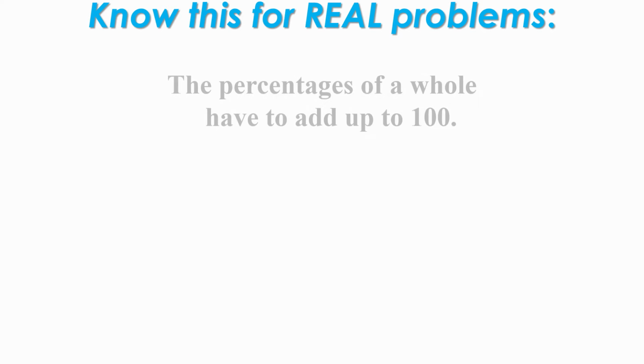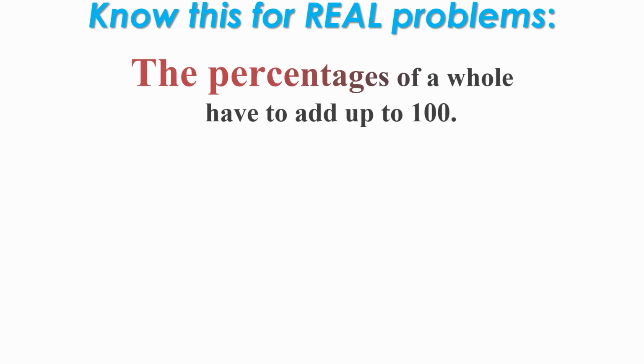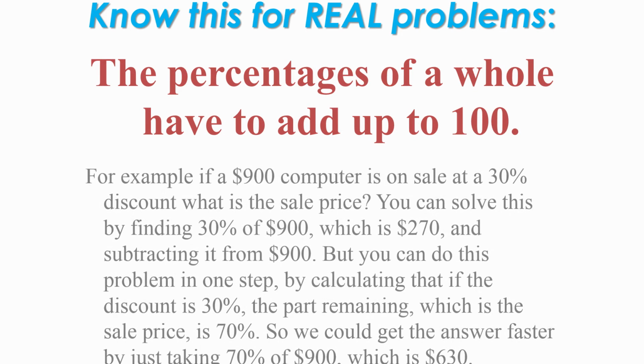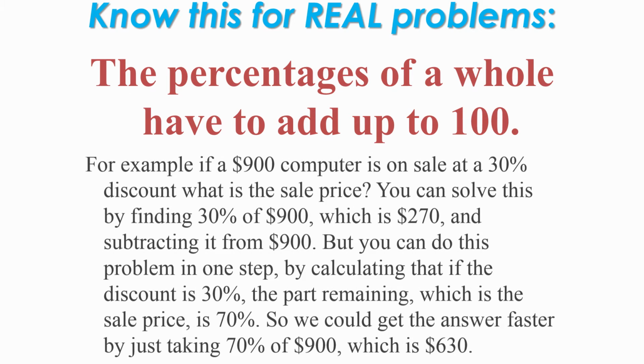For real problems, it's handy to know the following. The percentages of a whole have to add up to 100. For example, if a $900 computer is on sale at 30% discount, what is the sale price? Well, you can solve this by finding 30% of 900, which is 270, and subtracting it from 900. But you can do this problem in one step by calculating that if the discount is 30%, the part remaining, which is the sale price, is 70%. So we could get the answer faster just by taking 70% of 900, which is 630.